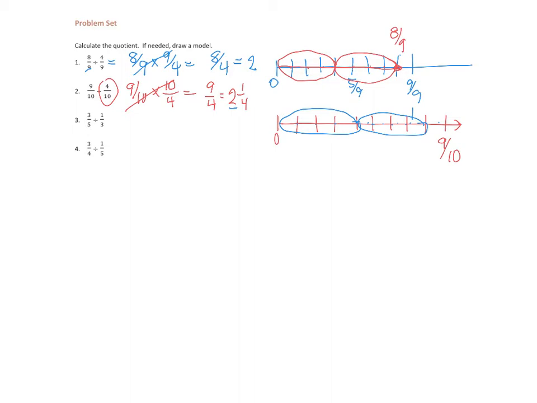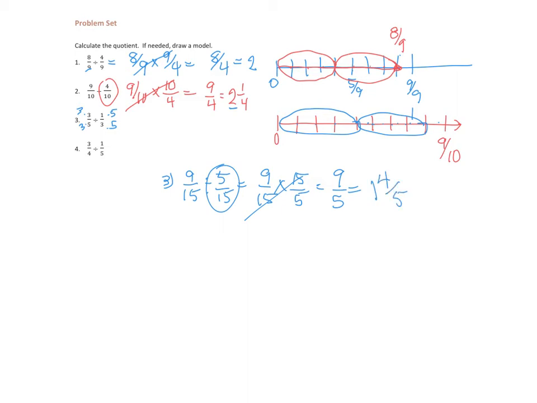This one, let's change to a common denominator. So I'm going to multiply by 3, and this one I'm going to multiply by 5 so that I get 15. And so now I'm going to rewrite it. Maybe I'll drop down here. This is problem number 3. I have 9 fifteenths divided by 5 fifteenths. Now I'm going to flip my second fraction, 9 fifteenths times 15 fifths, cross cancel. I get 9 fifths, which is not quite 2, so 1 and 4 fifths. So mathematically I figure it out.